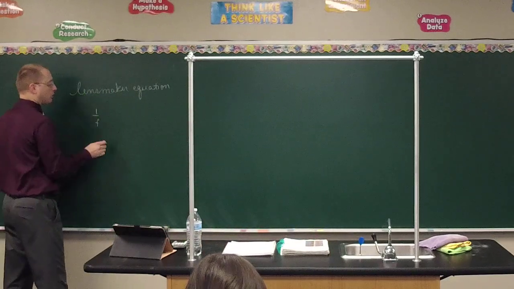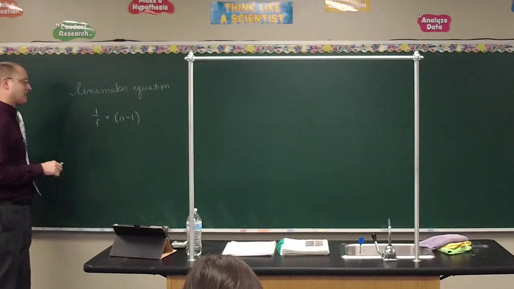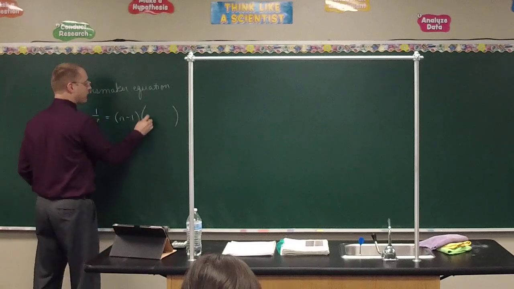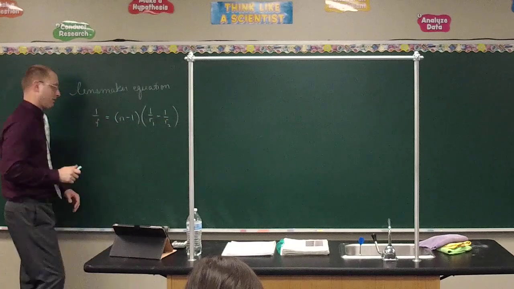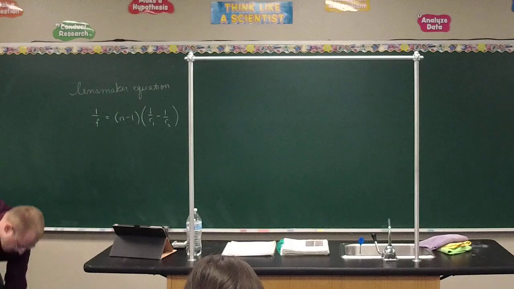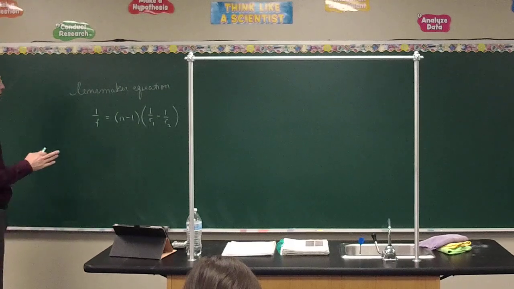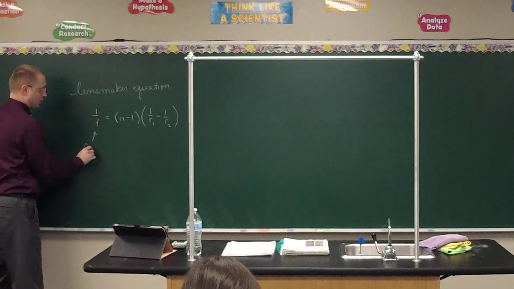It says that the reciprocal of the focal length is equal to the refractive index minus 1, times the difference of the reciprocals of the radii: 1 over f equals the quantity n minus 1 times the quantity 1 over r1 minus 1 over r2. Now a couple of things to point out. Obviously, f represents the focal length.